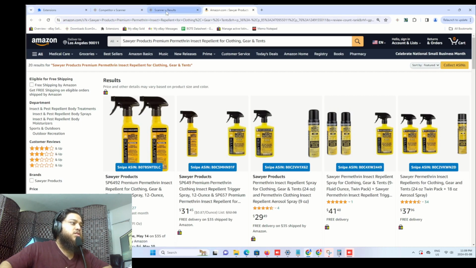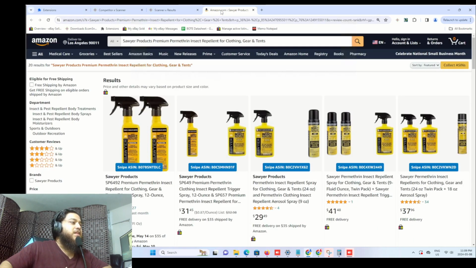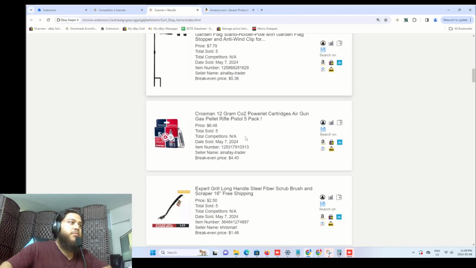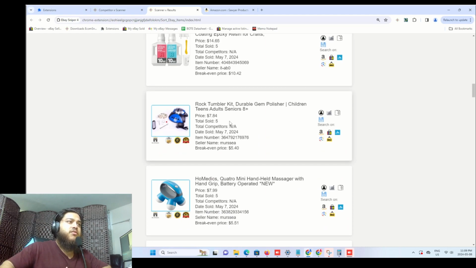Sawyer products, premium permanent insect repellent for clothing, gears, and tents. Man, I would like to go ahead and put this, but the problem with these items, right, insect repellent and stuff like that, they're very bad news, right? eBay does not like when we're selling things like that, so I'm gonna avoid it.